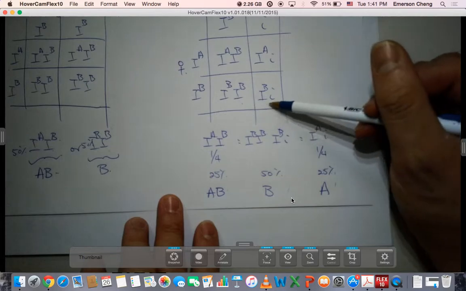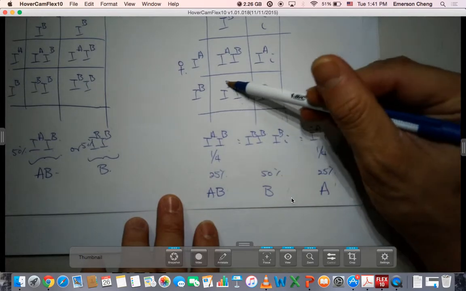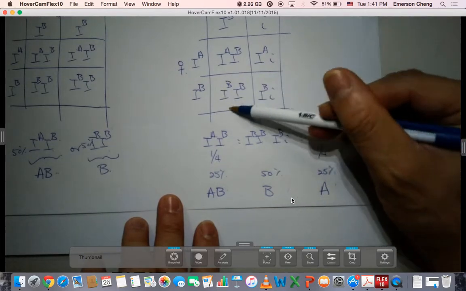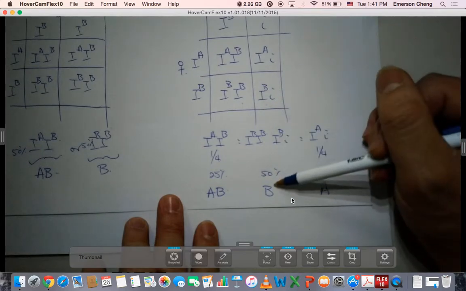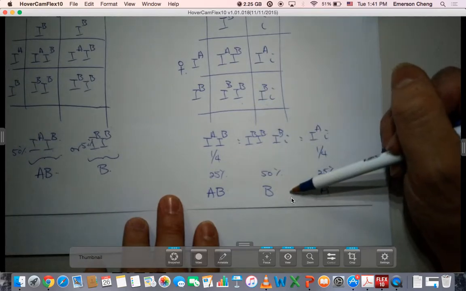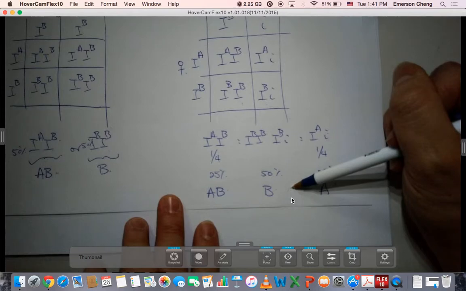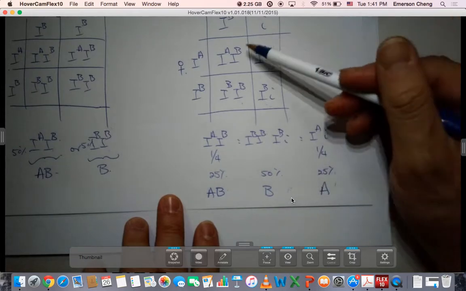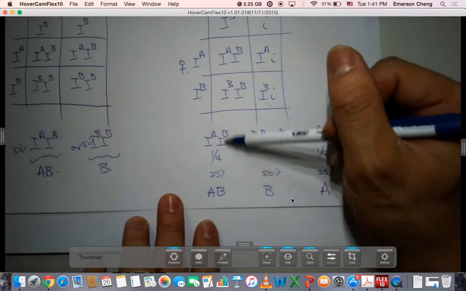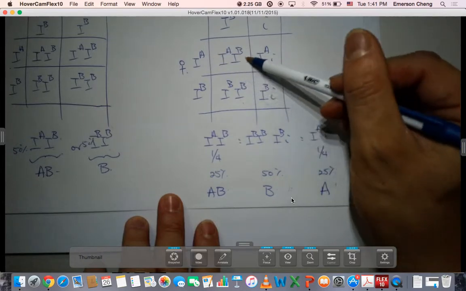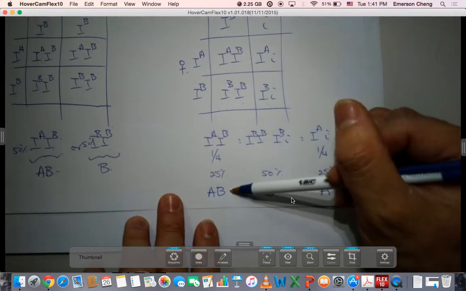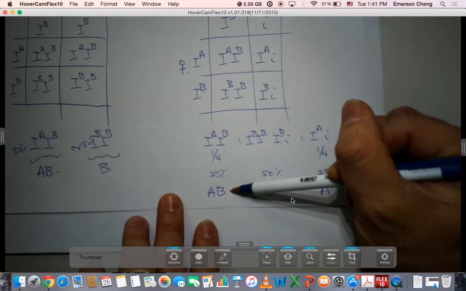You have 2 possible cases. One box here codes for type B. This box also codes for type B, so you have a 50% chance of having a kid with type B blood. You have a 1 out of 4 chance of having kids with this genotype, which gives type AB blood. Do you guys follow so far?